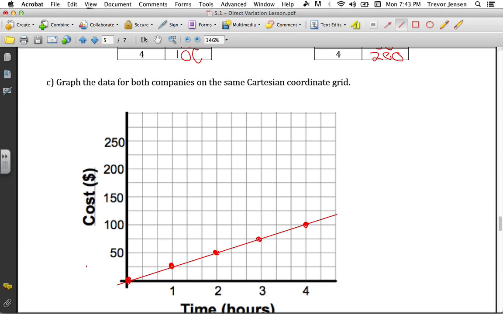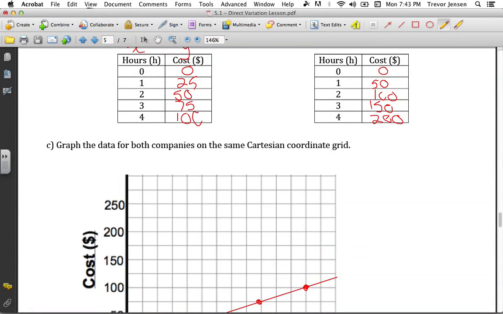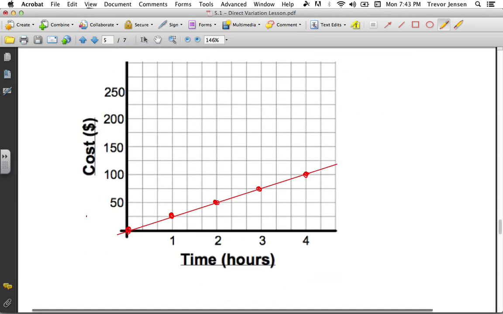Now let's do the cost of AC/DC Electrical. If I look at my table of values, remember it goes up by 50 for each hour. So it starts off at $0 for 0 hours. And after 1 hour, it costs $50. 2 hours cost $100. And then it keeps going up by 50 every hour because 50 is the constant of variation. Connect those with a straight line, and then I will have the graph.